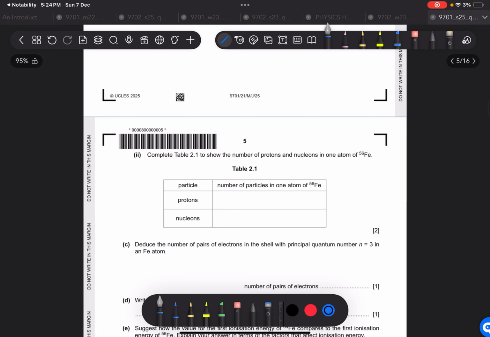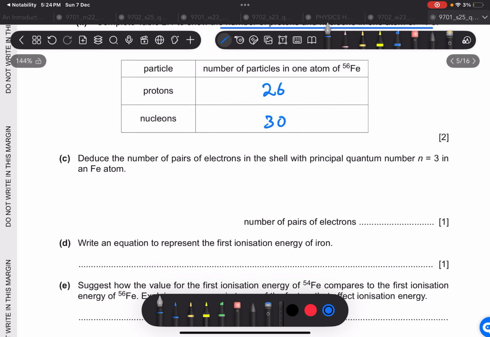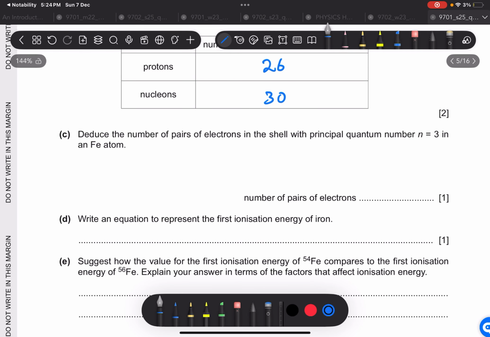Complete table 2.1 to show the number of protons and nucleons in one atom of iron. For 56, protons are going to be 26. Check from the periodic table. Neutrons are going to be 56 minus 26. That's going to be 30. This paper is easy. Okay, deduce the number of pairs of electrons in the shell with the principal quantum number 3 in an Fe atom.